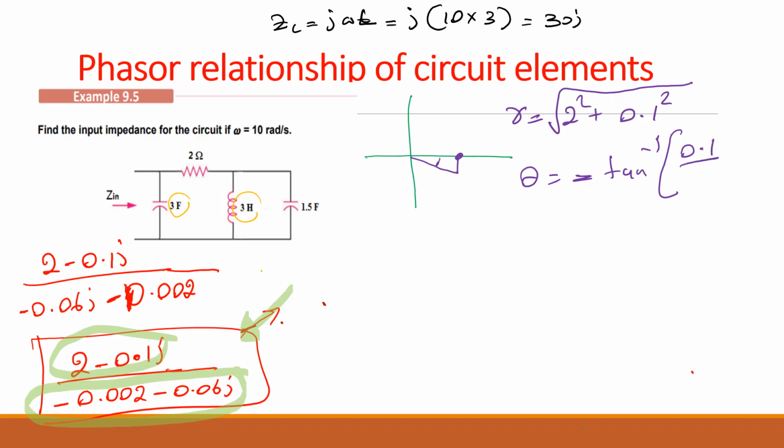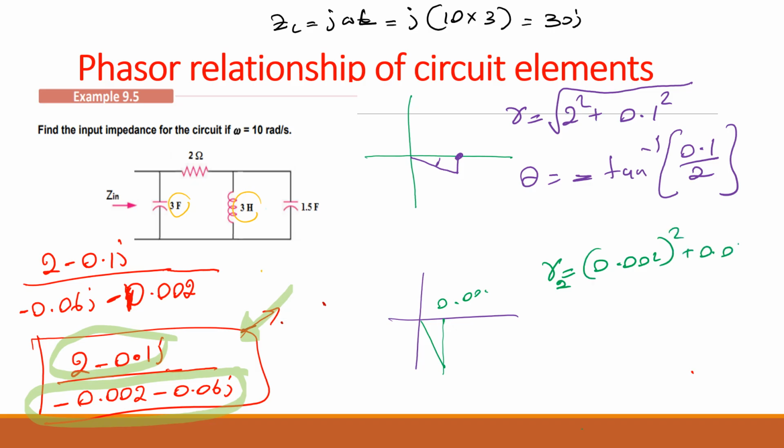0.1 divided by 2. Okay, so that is your numerator. Denominator, how do we do the denominator? The denominator will be a negative. So this one is 0.002 and this one is 0.06. So it's somewhere here. So our R value will be, I'll take it as R2, 0.002 squared plus 0.06 squared, square root of this, and the theta value will be again negative.